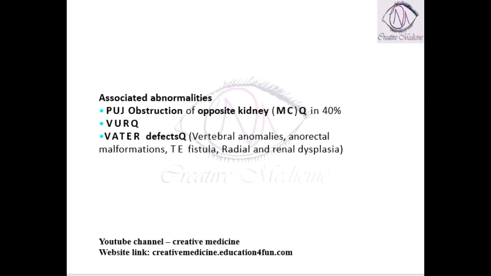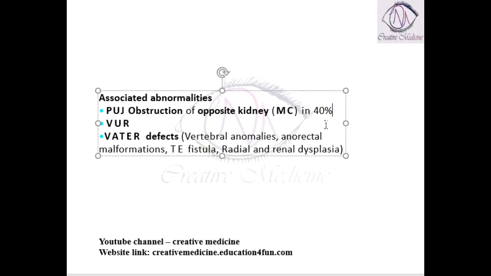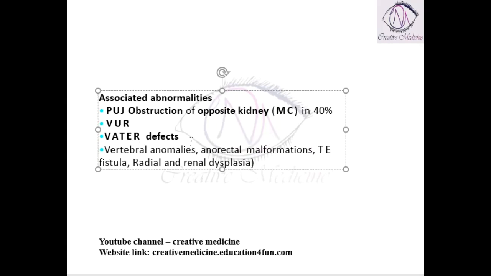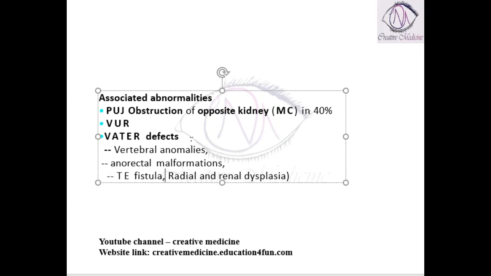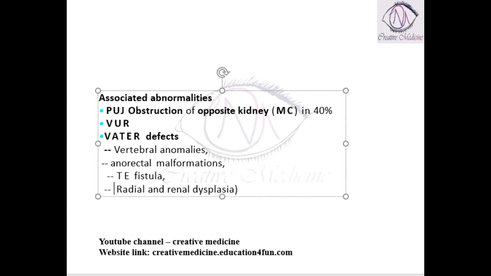Then this pelvic-ureteric junction obstruction is associated with pelvic-ureteric junction obstruction of the opposite kidney in 40% of the cases, and it is also associated with vesico-ureteric reflux, and it is also associated with the VATER group of defects. VATER group of defects include vertebral anomalies. It is associated with anorectal anomalies, tracheoesophageal fistula, and also radial and renal dysplasias. So all these are seen in pelvic-ureteric junction obstruction.